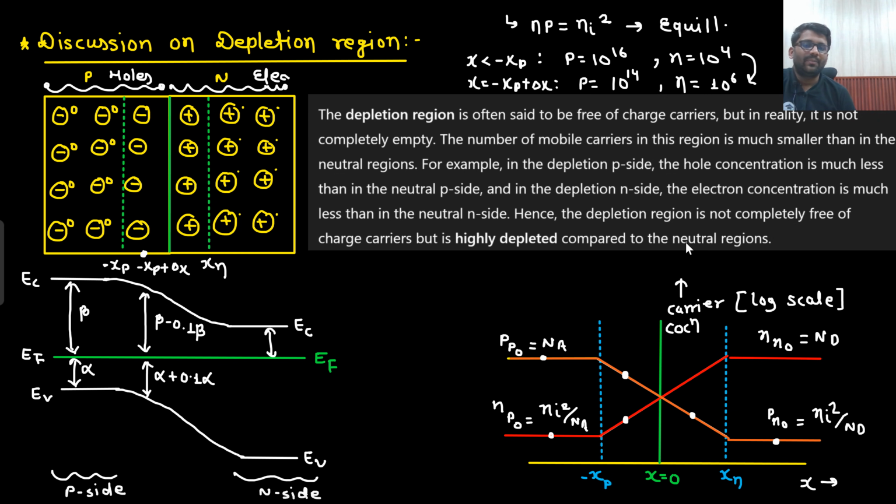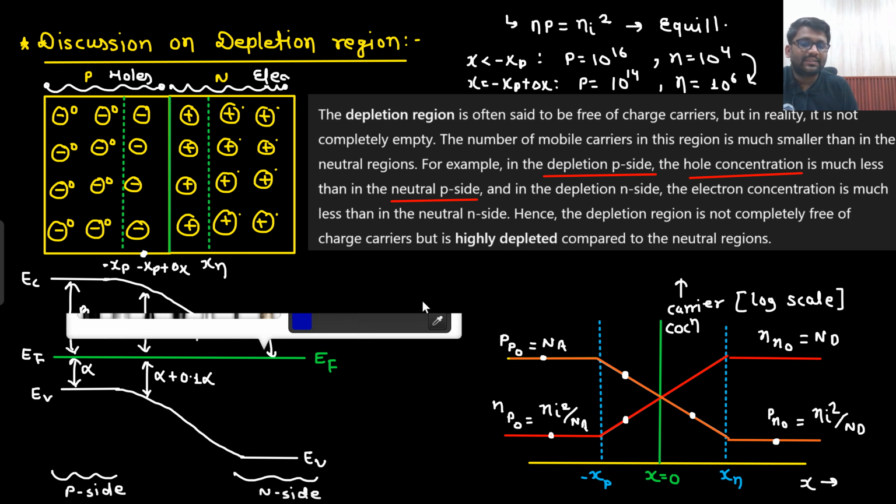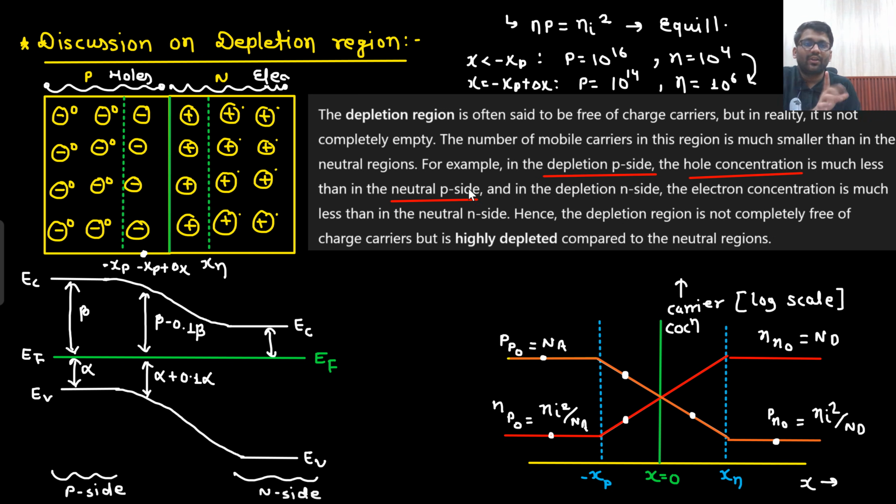This slide is saying that the depletion region is often said to be free of charge carriers, but in reality it is not completely empty. The number of mobile charge carriers in this region is much smaller than in the neutral region. For example, in the depletion p side, the hole concentration is much less than the neutral p side. So towards the p side, what am I looking for? Holes, and I got to know that on this particular side the holes are very few compared to this side. That's why I am calling it the depletion region.